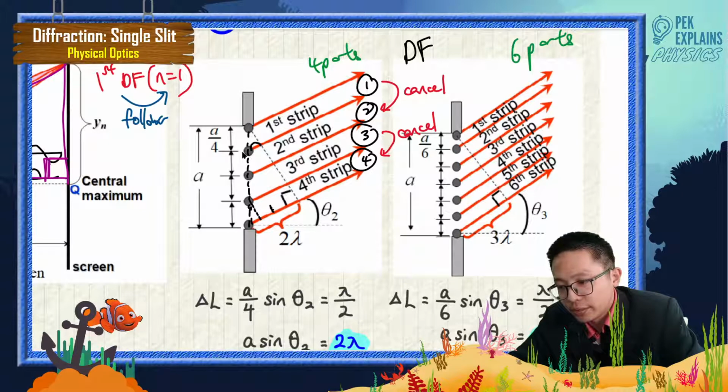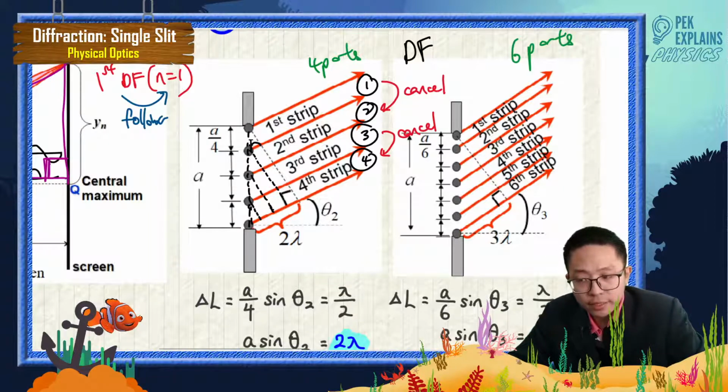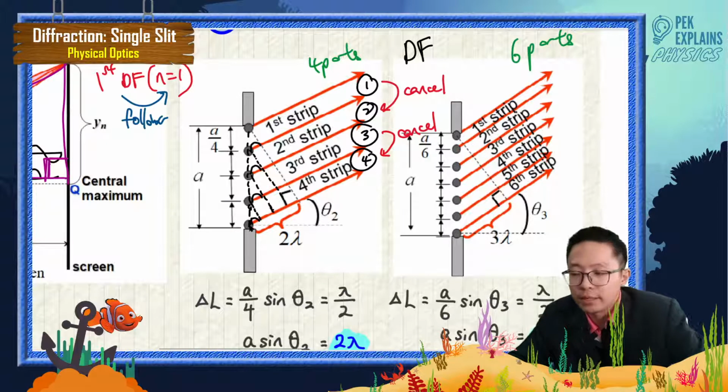We draw it down like that. The first particle and the first particle here half lambda. And then this first particle and the first particle here also half lambda. And then the first particle and the first particle here also half lambda. And the first particle and the last particle here also half lambda. That's why you can see here the difference is half lambda.